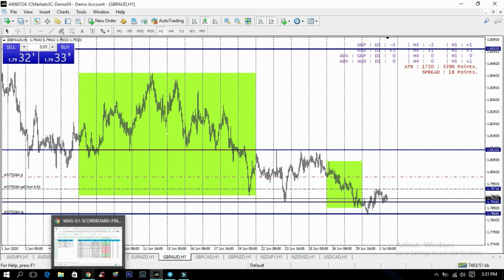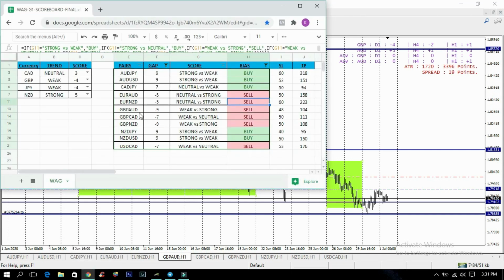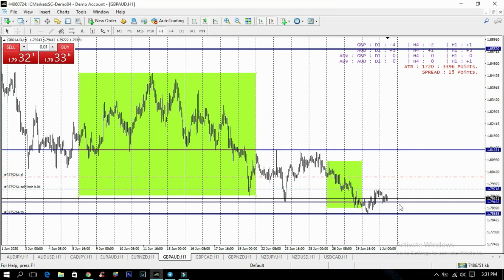Next is GBP AUD, sell bias din. So, set tayo ng sell limit. And then SL is 48 pips. And then TP is around 100 pips.